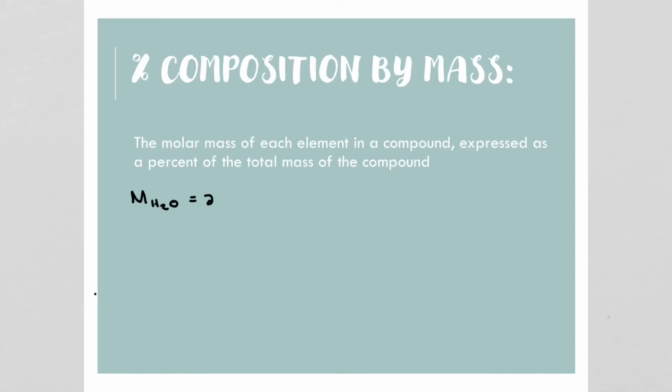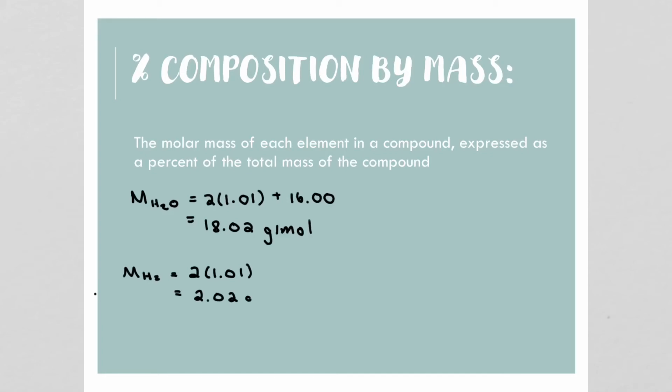the molar mass of water is equal to 2 times the molar mass of hydrogen, which is 1.01 grams per mole, plus the molar mass of oxygen. So that's equal to 18.02 grams per mole. So that would be our total mass. And then the molar mass of hydrogen, because there's 2 of them, is equal to 2 times 1.01 equals 2.02 grams per mole. And then the molar mass of oxygen is, there's just 1 of them, so it's 16.00 grams per mole.